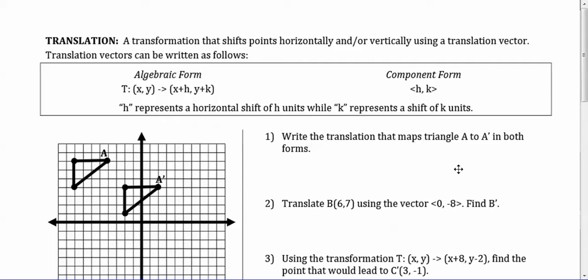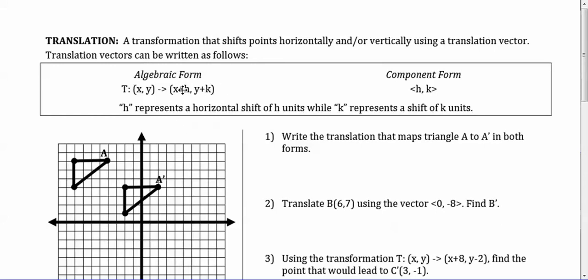So the first one again is going to be translation, and you can see that it can be written two different ways. One of them is the algebraic form like this. It shows you xy is going to be mapped to, that's a little arrow, x plus h, y plus k. So h is going to describe how it changed in the x direction, and k is going to represent how it changed in the y direction.